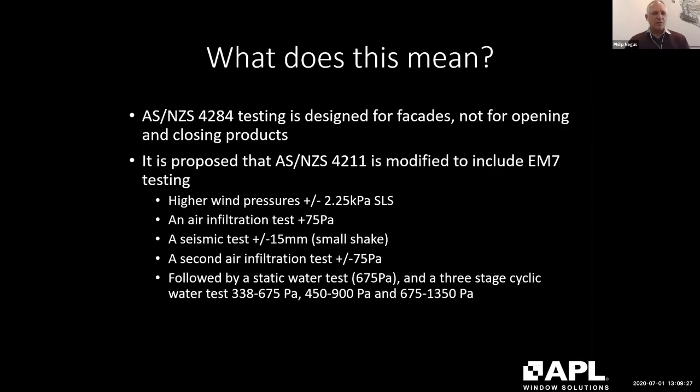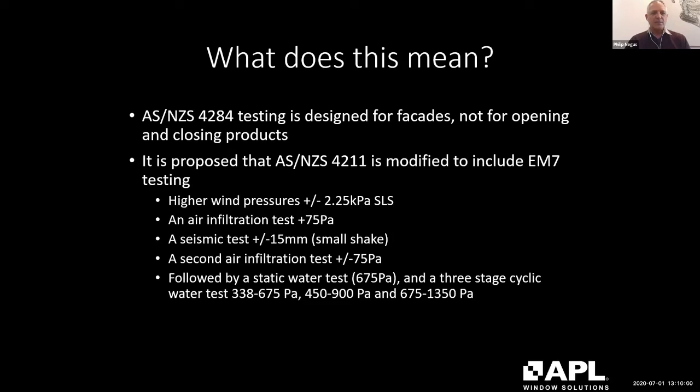So if you take a closer look at it, what does it mean for window systems and cladding? As I said before, 4284 was designed for facades, for non-opening or closing products, and 4211 didn't necessarily test to the higher pressures. So for EM7 the proposal is to have those higher wind pressures. We've got a number there of 2.25 kPa SLS, which I think is about 3.7 in a ULS figure.